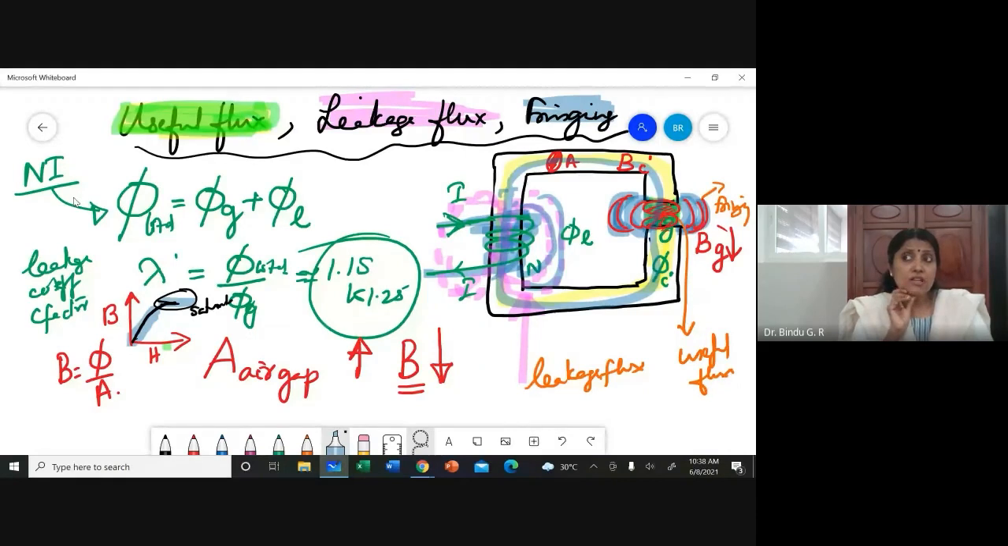And we want the core not to go to saturation. Okay. I don't know if I have gone haywire. Lots of things have been injected. So did you understand these 3 points?